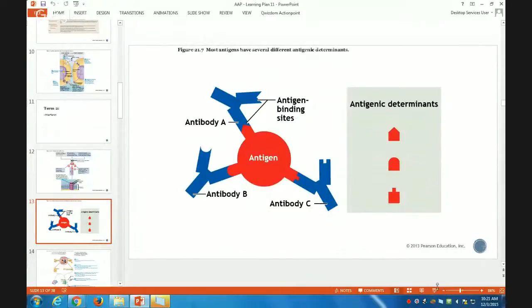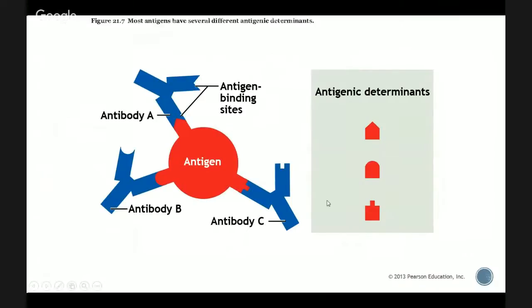So looking at this picture in your book, what we're seeing here is the antigen itself. So this is the antigen. But you can see that on the antigen are certain aspects or sites. These are called antigenic determinants.